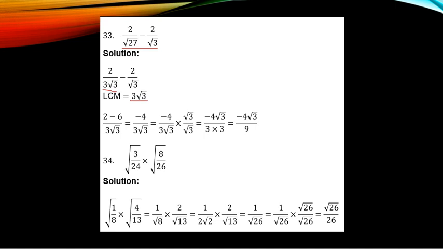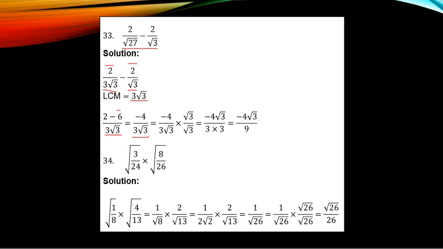You write down the LCM, 3 root 3. You divide 3 root 3 by 3 root 3, you have 1. 1 times 2, you have 2. You divide 3 root 3 by this root 3, now you have 3 remaining, times this 2. You have 6. So 2 minus 6 is minus 4 over 3 root 3.